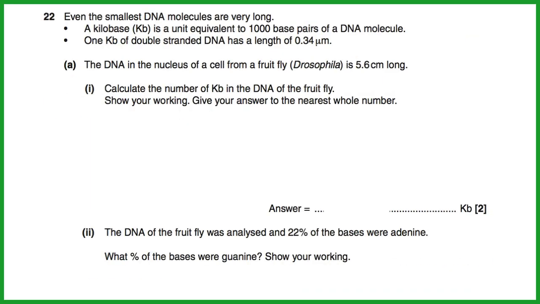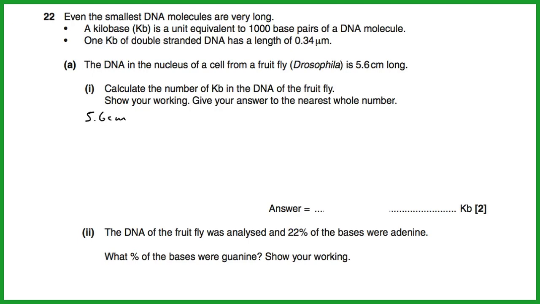So even the smallest DNA molecules are very long. A kilobase is a unit equivalent to 1,000 base pairs of DNA. 1 kilobase has a length of 0.34 micrometers. The DNA in the nucleus of a cell from a fruit fly is 5.6 centimeters long. Calculate the number of kilobases in the DNA of the fruit fly, show your working, and give your answer to the nearest whole number. So they've told you it's 5.6 centimeters.